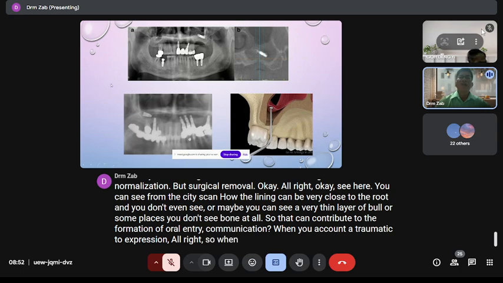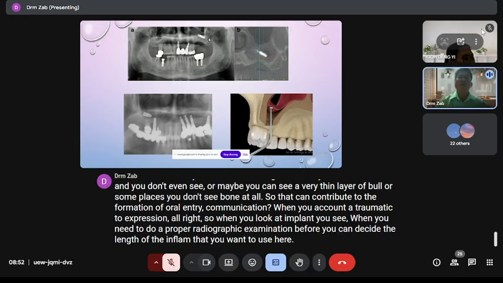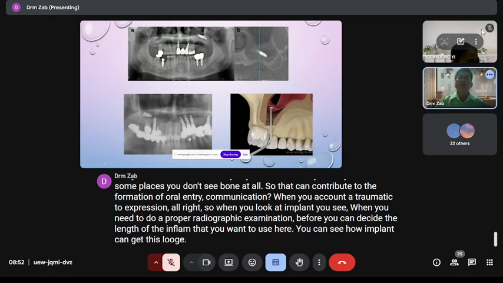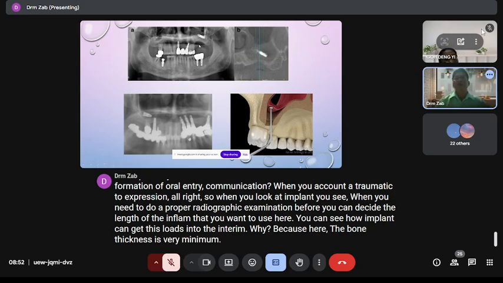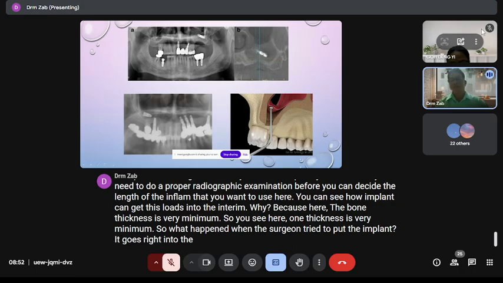All right, so when you look at implants, you need to do a proper radiographic examination before you can decide the length of the implant that you want to use. Here you can see how an implant can get dislodged into the antrum. Why? Because here the bone thickness is very minimal. So what happened when the surgeon tried to put in the implant? It goes right into the antrum.